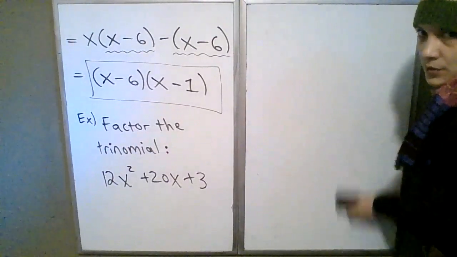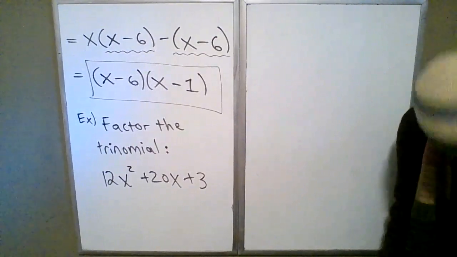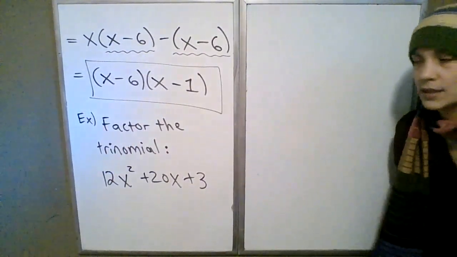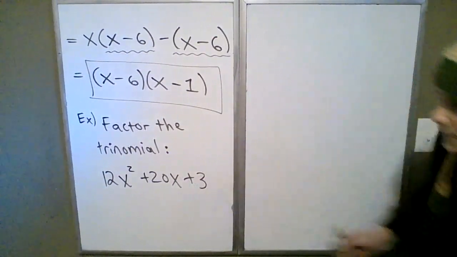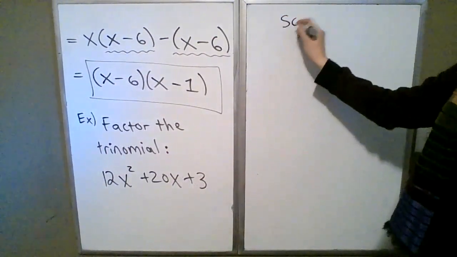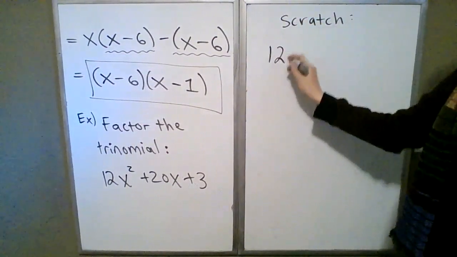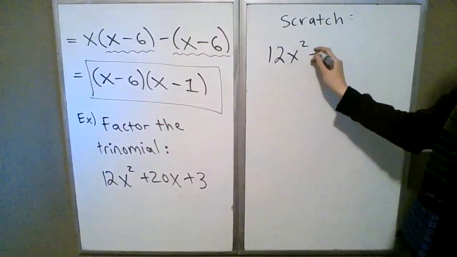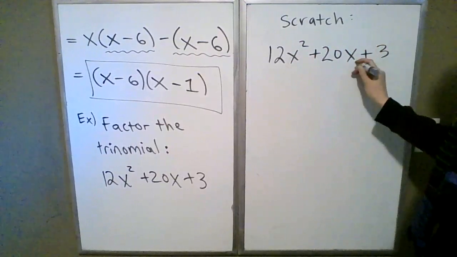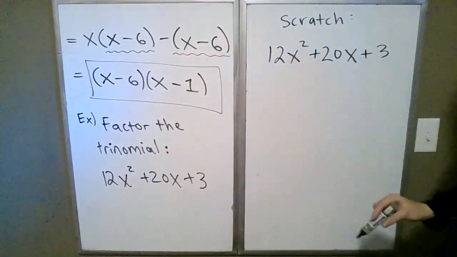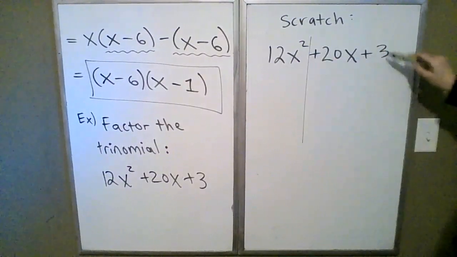This time I'm going to use the grid to guess and check, and also we're going to go through all the scratch work together as well. Okay, so we copy this down. And I set up my grid with the plus on 20x, and that plus goes on 3.